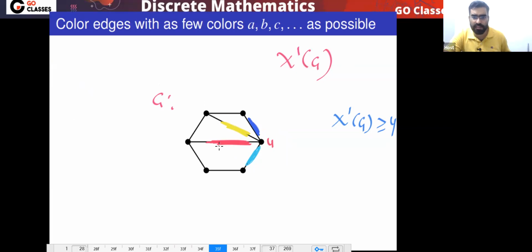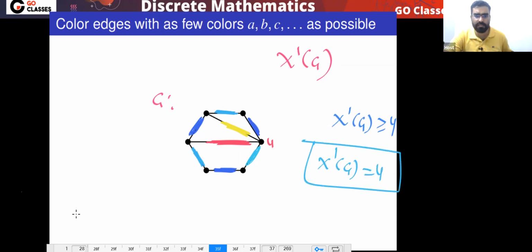Now, can I reuse a color? Yes. For example, this color I can reuse here, and here, and again here. Next, this blue color I can reuse here, and here, and again here. So that is the reason I can say that the edge chromatic number will be 4. Is this clear? The edge chromatic number is 4.